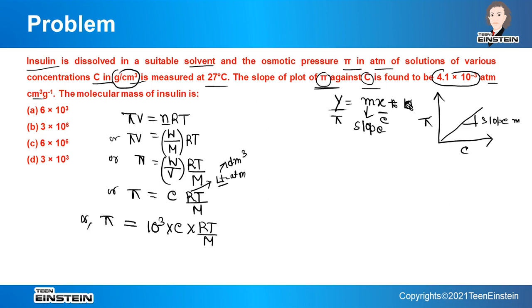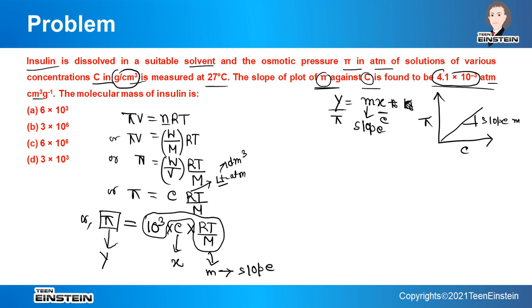Now this equation you can compare with y equal to mx. Okay, so here this total quantity will be m. This is x, this is y. Now we can write that m is equal to the given slope, 4.1 into 10 to the power minus 3. So 4.1 into 10 to the power minus 3 will be equal to this quantity.